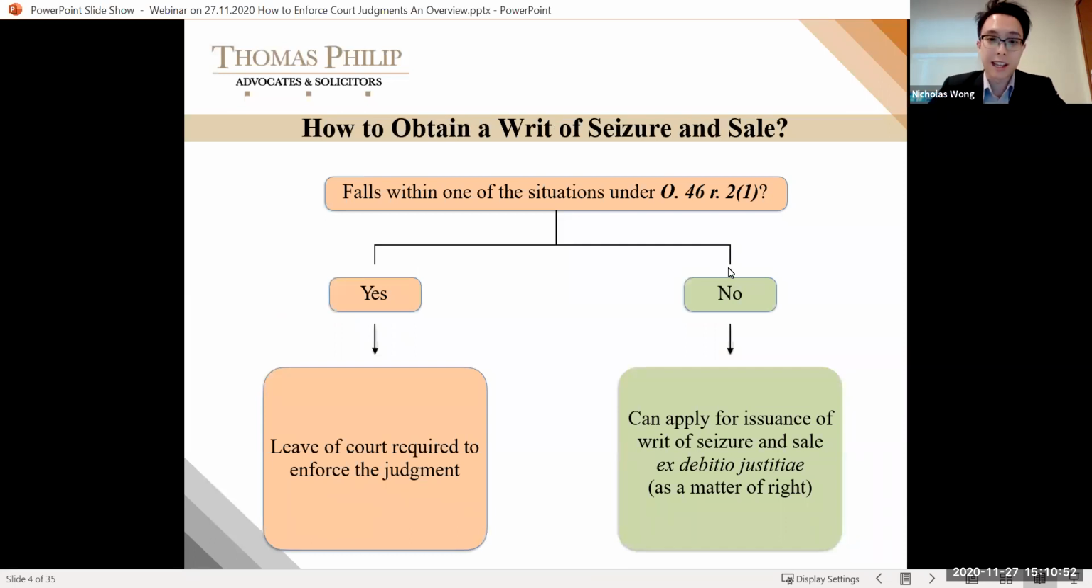Now, for a writ of seizure and sale, how do you get one? The first thing you have to ask yourself is, do you need leave of court or do you not need leave of court? If you don't need leave, you can apply, and as a matter of right, you will get it. So it's fairly straightforward. If you do need leave, then you'll have to file an application and essentially justify yourself.